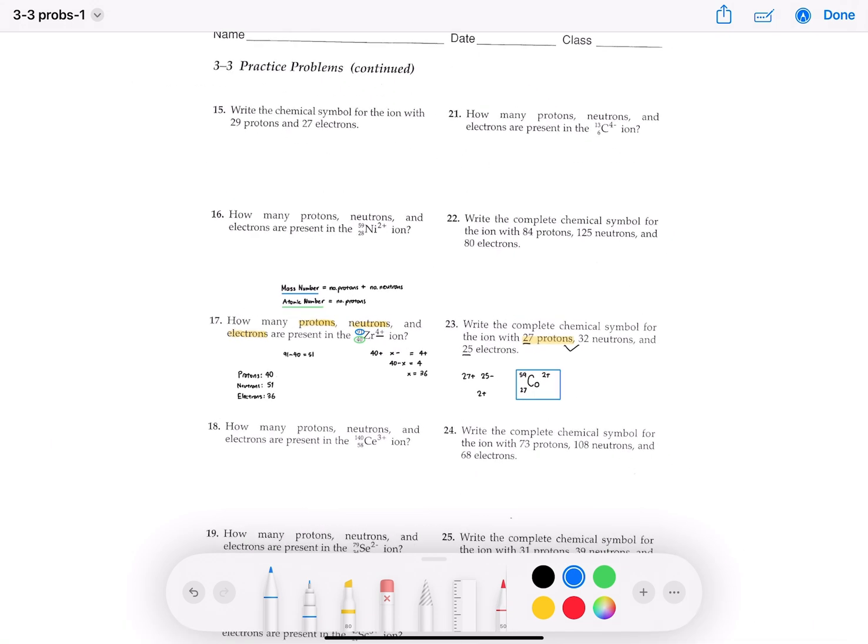I hope that was clear. That's just how you solve problems related to electrons, neutrons, and protons in identifying elements. The key point is that protons determine the identity of the element, mass number is protons plus neutrons, and charge is determined by protons and electrons.